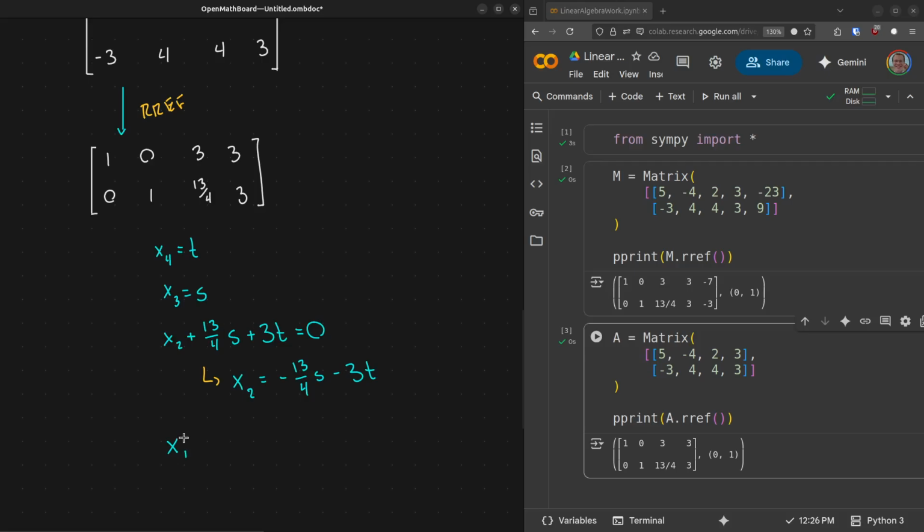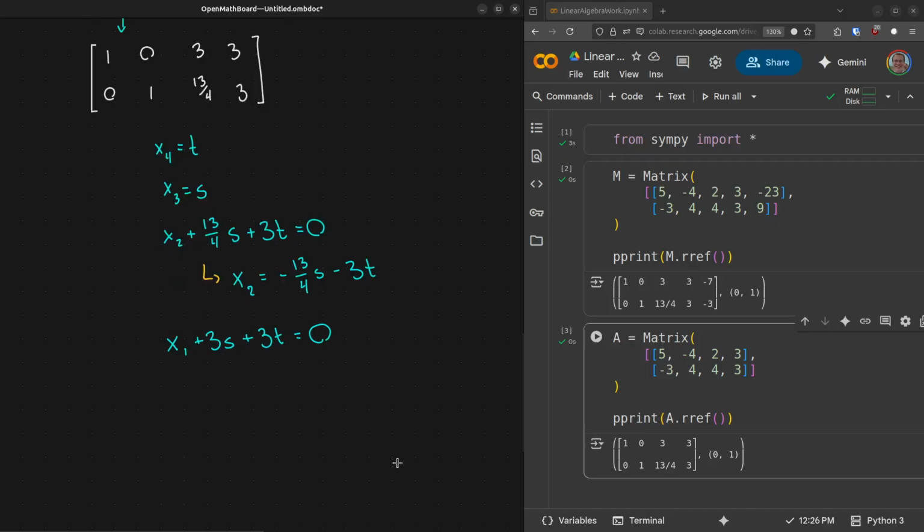And similarly for x1, we're going to use equation 1 here. We get 1x1 plus 0x2 plus 3x3, and x3 is s, plus 3x4, and x4 is t, and then it's equal to 0 because we're dealing with a homogeneous system. Solve for x1. We get x1 equals negative 3s minus 3t.